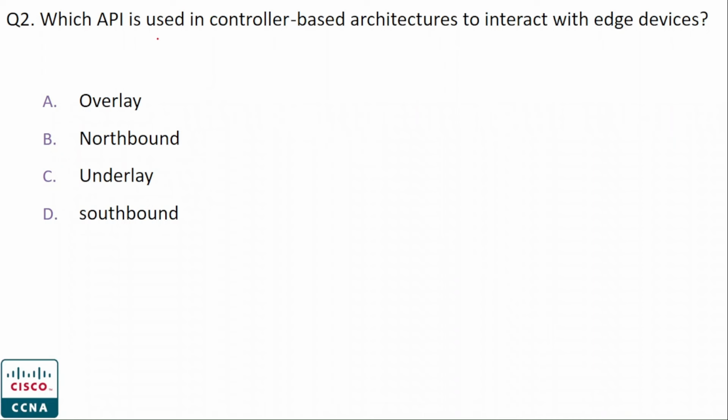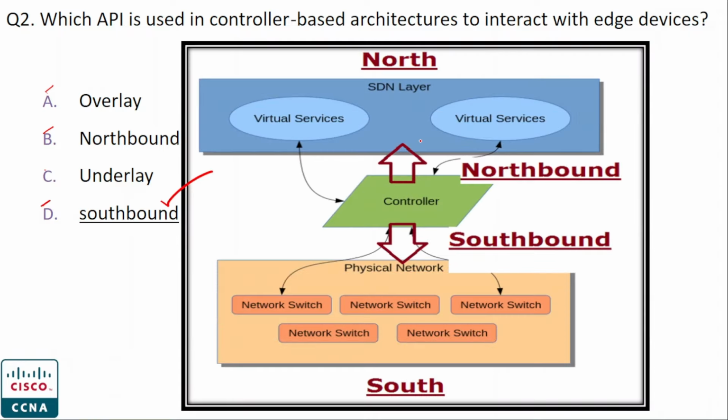Question number 2. Which API is used in controller-based architectures to interact with edge devices? And the options are option A overlay, option B northbound, option C underlay, and option D southbound. And the correct option is option D, southbound.